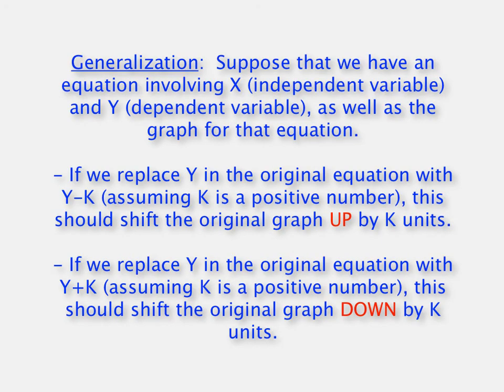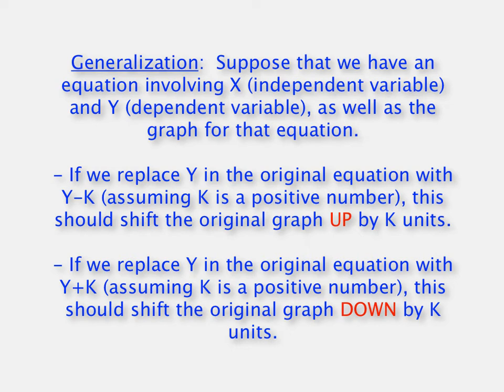Alright, and now that we've explored a few examples, it's time to generalize our findings. So suppose that we have an equation involving x and y, or an independent variable and a dependent variable, and a graph that goes along with it. If we replace y in the original equation with a y minus k, where k is just some number, this should shift the original graph up by k units. And if we were to replace the y in the original equation with y plus k, and again k is just some number, this should shift the original graph down by k units.